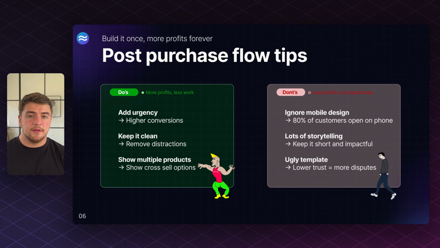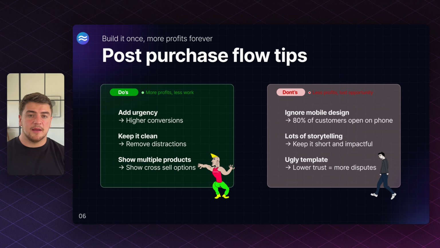And then at the right side, we have the don'ts. Make sure to avoid this at any cost. At the right side, you can see ignore mobile designs. Make sure that your template is optimized for mobile, because 80% of the customers open the emails on their mobile. And also what you want to avoid is a lot of storytelling. Within dropshipping, all of the buyers are emotional buyers. So they see something and they want to get it as fast as possible.